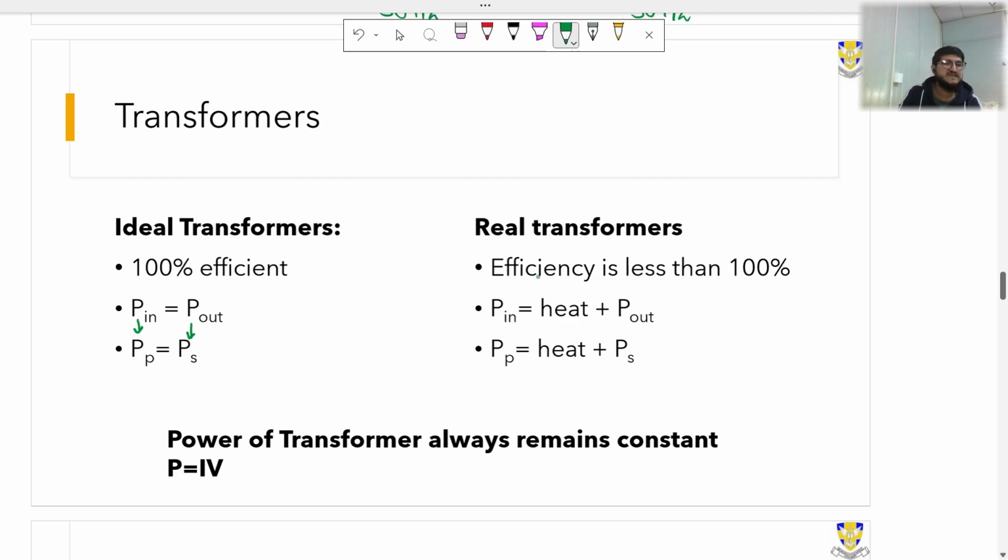In reality, the efficiency is always less than 100%. The power input is always equal to heat plus power output, because some of the heat dissipates हो रही होती है.